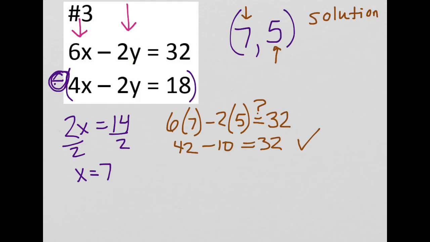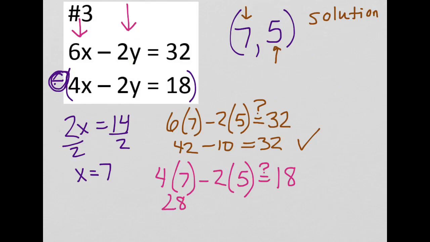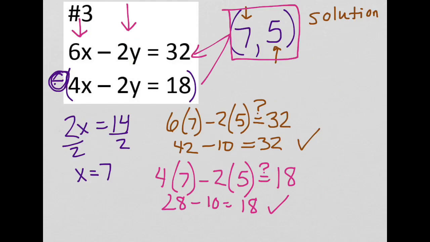Let's check our second equation. This time we have that 4 times 7 because x equals 7, minus 2 times 5 because y equals 5. We're trying to find out if that does equal 18. Well, 4 times 7 is 28, and 28 minus 10 certainly does equal 18. So you can see by that work that we've done to check that this point is a solution to both of these lines. In fact, it's the point where these two lines intersect or cross.